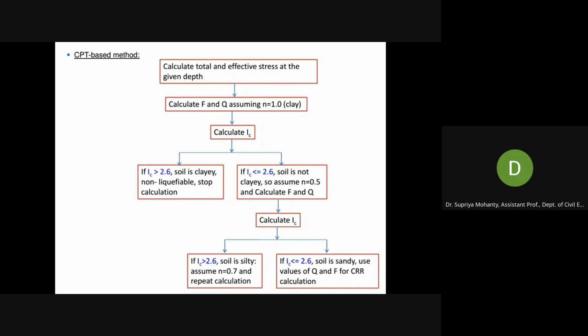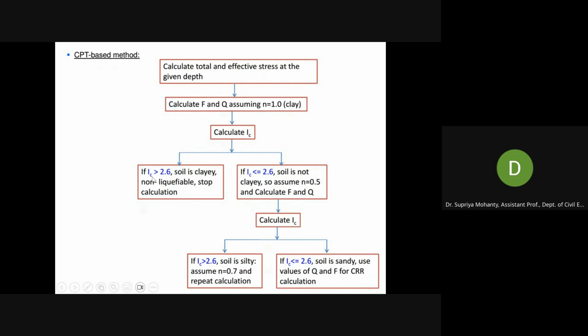Previously, if you check the 2016 version, there we need to vary this n value to check the type of soil condition. Like for the n value, a range is given: 0.5 for sand and 1 for clay. What will happen for other types of soil? For that we need to run this loop. First we need to assume n to be 1 because the CPT test is recommended for clay soil. So let the soil be clay and then calculate Ic based on the F and Q value.